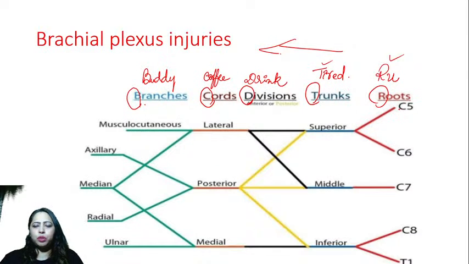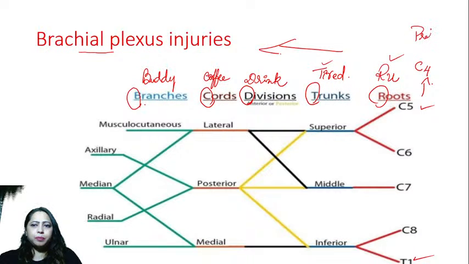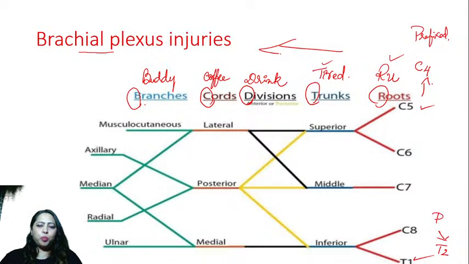It starts with the roots, C5, C6. So the brachial plexus is formed from C5 to T1. If C4 is involved, then you would call that prefixed. If T2 is involved, then you would call that postfixed.